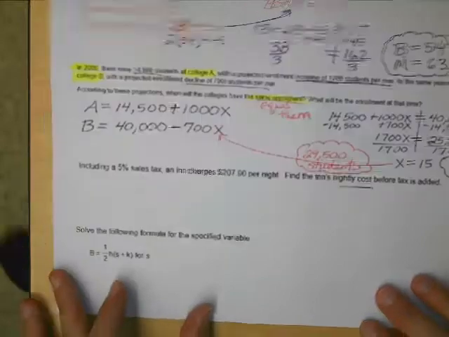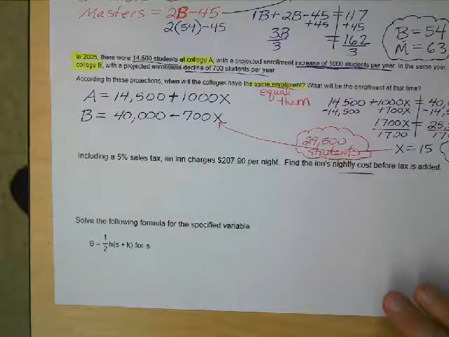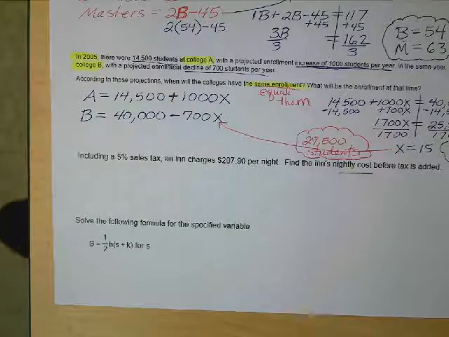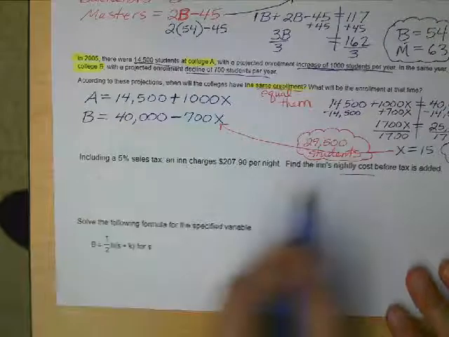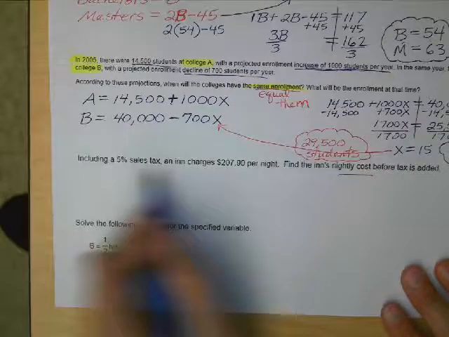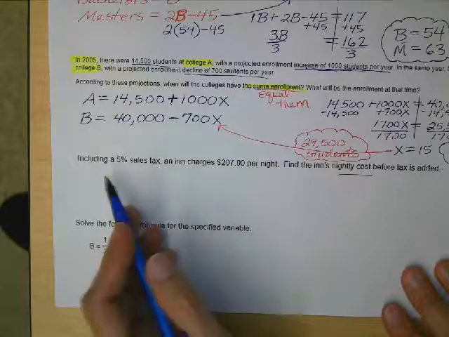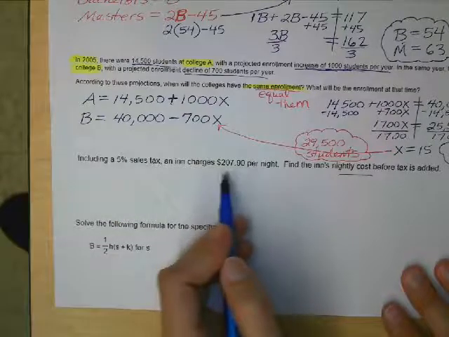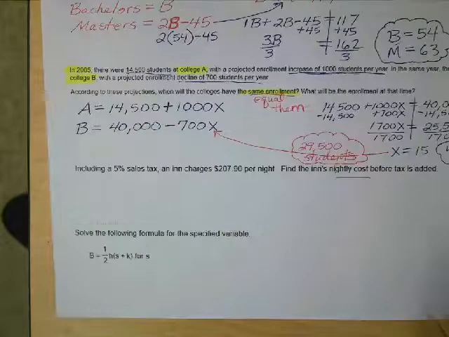Okay, almost done with these. Halfway through here. Sales tax. I think a lot of you are familiar with sales tax and discounts at stores, but just to set these up, sometimes just going over the setup. So this says you're renting a hotel room, some inn you're staying at, and they charge $207.90, but that's with tax. Including the tax, it's $207.90. Find the inn's nightly cost before the tax was added.